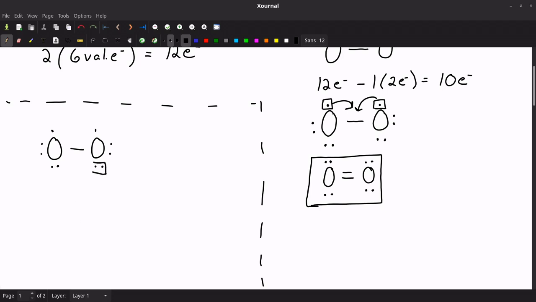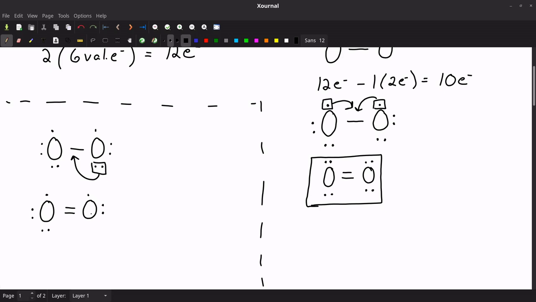And I could imagine taking this lone pair and placing it up there. I would now have this double bond here. There would be 3 dots remaining on this guy and 5 dots remaining on this guy.